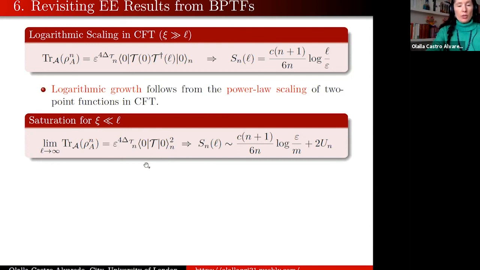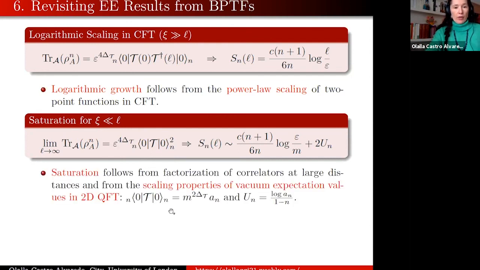So you just use the scaling laws of one-point functions, which are dictated by QFT. In general, the one-point function of a twist field scales like this, where delta T is the conformal dimension of the conformal version of this field, and A is a constant. Then with these definitions, you immediately get this saturation constant I presented earlier.